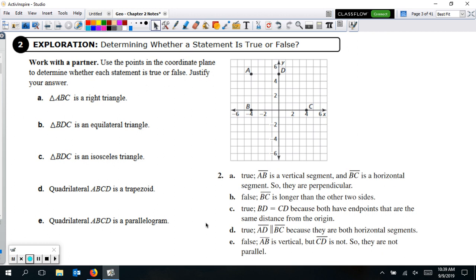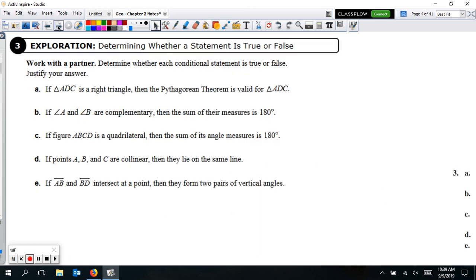All right, let's take a look at exploration number 3. Same thing, just answering true or false, but try to justify your answer as well. Try to think through how you might explain whether it's true or false. So that's over here. Read through these, answer true or false, and see if you can think about how to explain it. All right, let's take a look at these now, A through E.